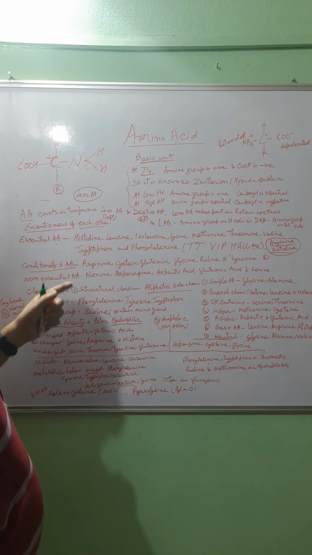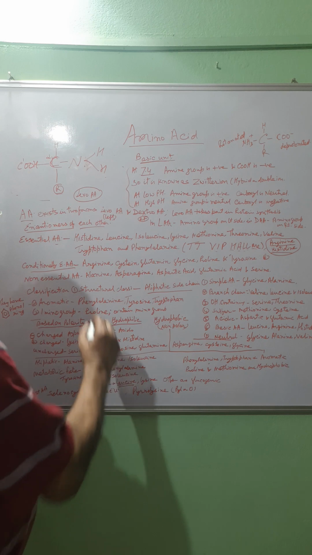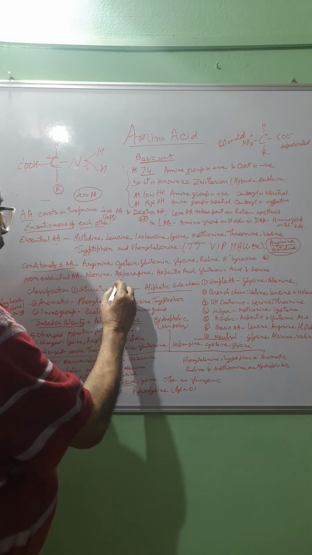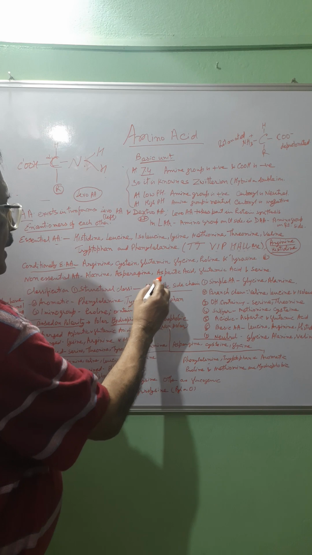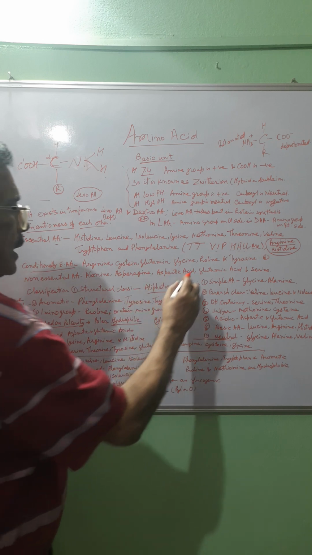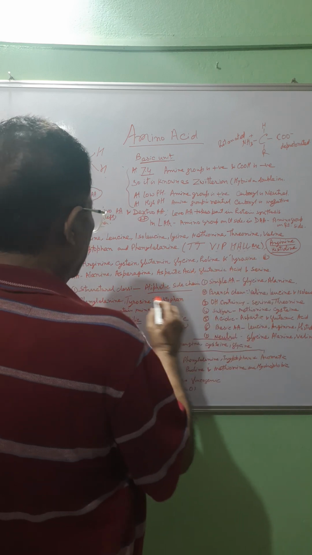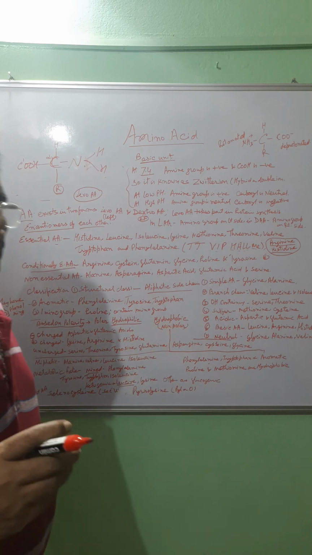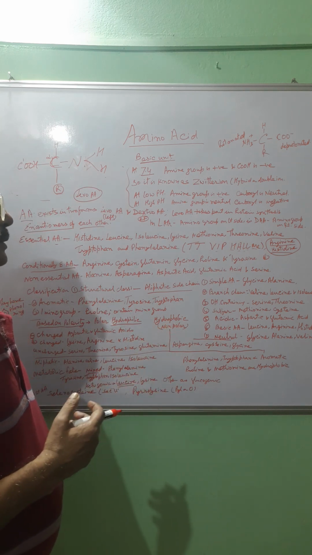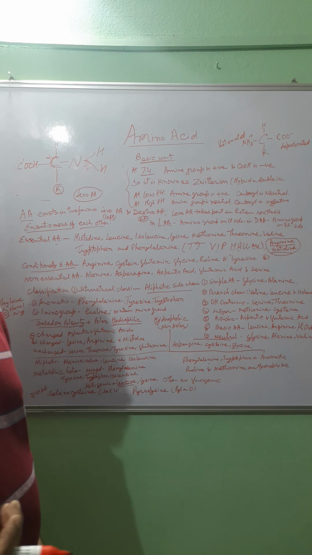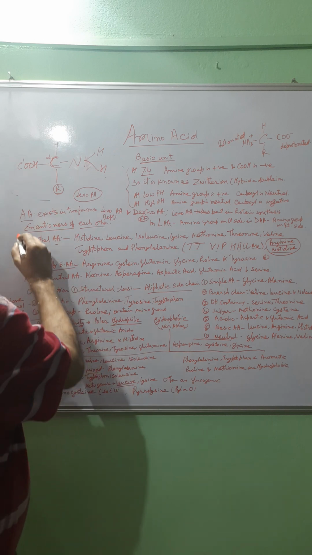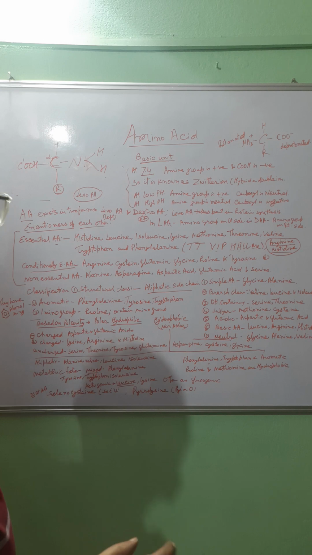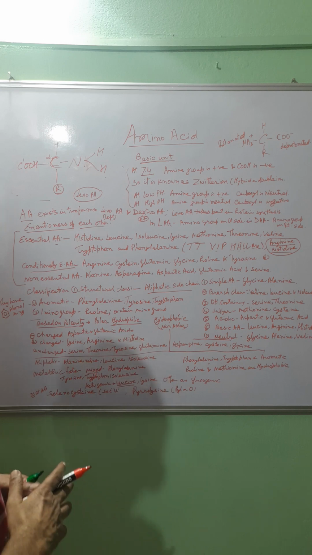Third is non-essential amino acids: alanine, asparagine, aspartic acid, glutamic acid, and serine. They are non-essential amino acids, meaning the body can synthesize these amino acids in abundant amount, and therefore they are non-essential.